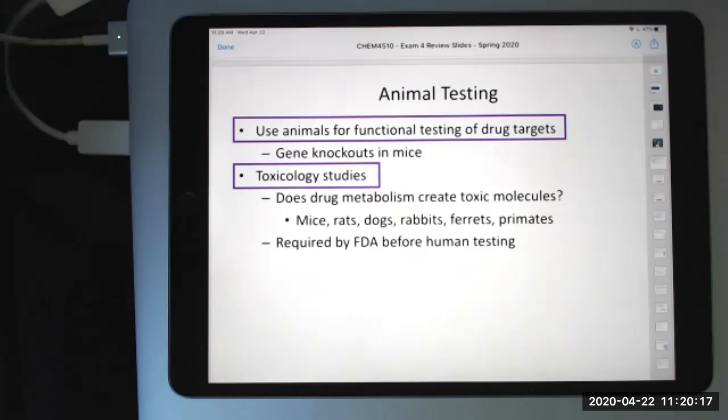There are also some toxicological studies that need to be done, which the FDA requires, to make sure that we don't make toxic metabolites. We don't want to treat high blood pressure and destroy your liver, right? It's not going to do any good. So you need to test them out, collect samples, find out how the drugs are metabolized, and make sure everything's okay before you get it into humans.